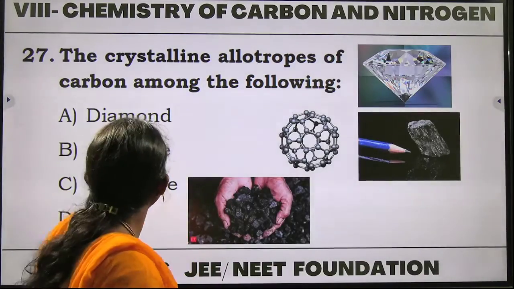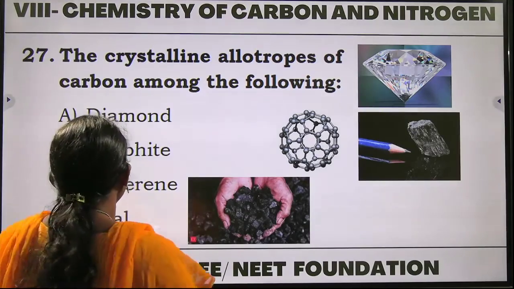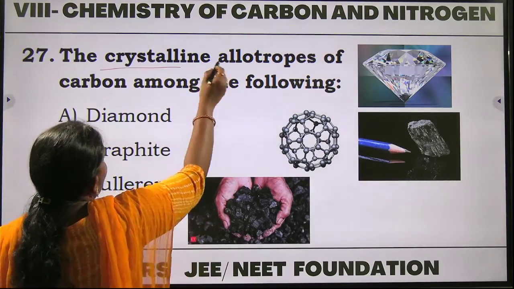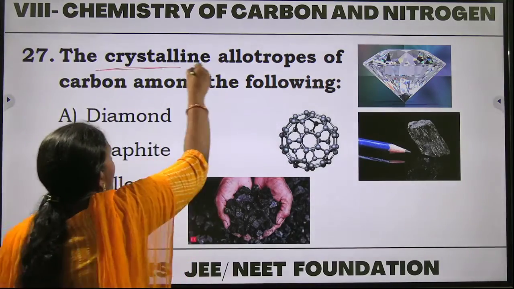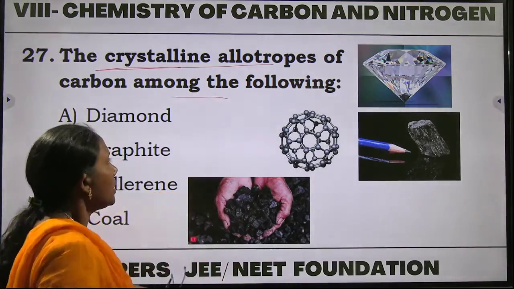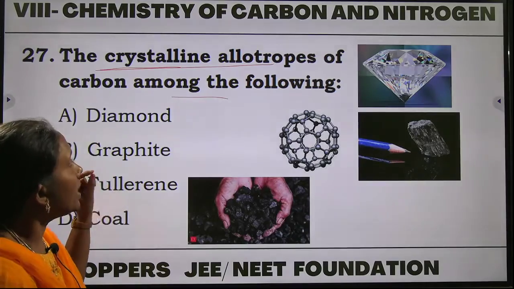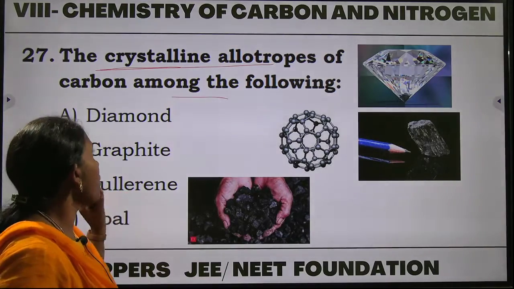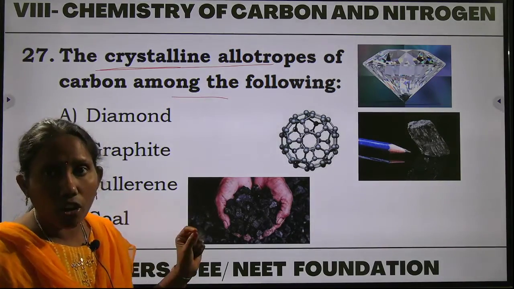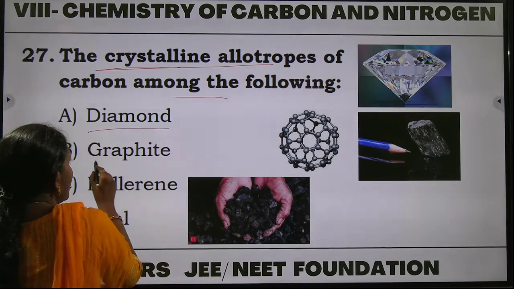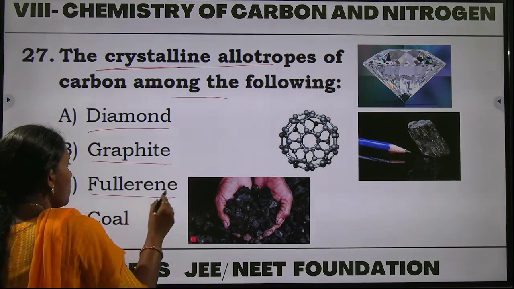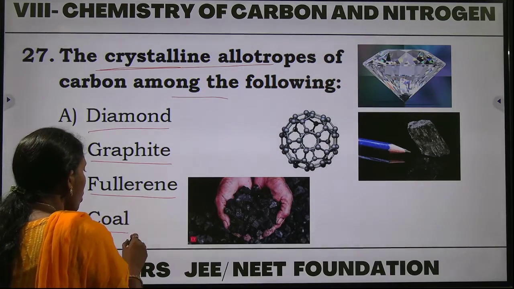Okay, see here the given question: the crystalline allotropes of carbon among the following. So here they given some options. In these options he is asking the crystalline allotropes of carbon among the following. See, the given options are: first one is diamond, next graphite, third option is fullerenes, and fourth option is coal.